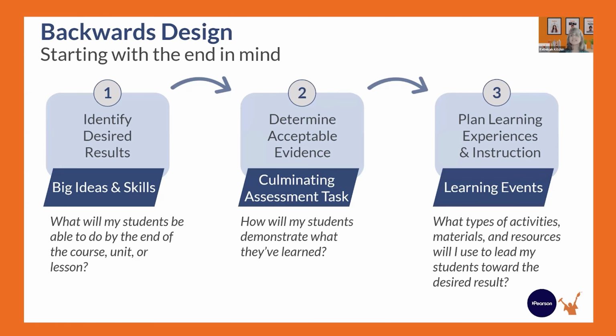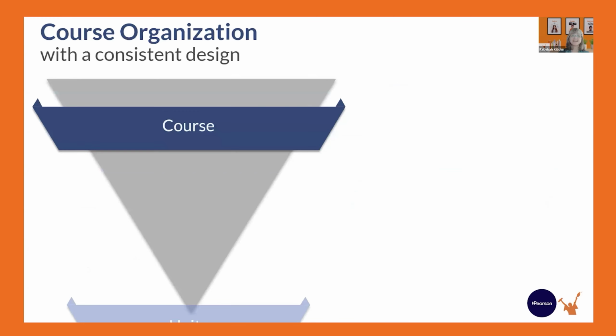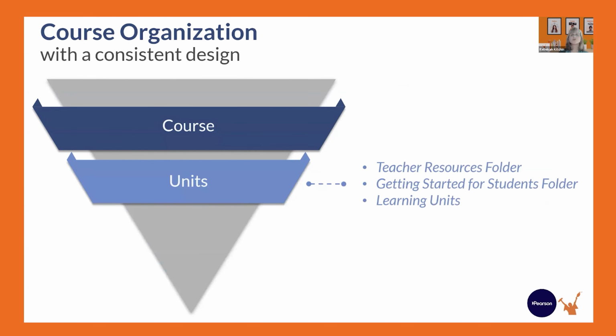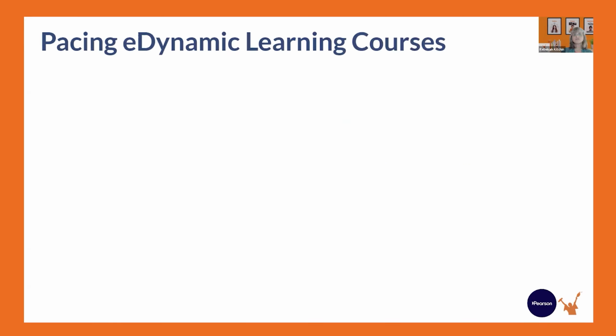So the next section, looking at the portions of the units. There are 3 sections in each unit. You're going to see the teacher resources folder, which is hidden from students. You're going to see the getting started for students folder, and then you'll see the learning units. So the first thing in this section is going to be in the teacher resources folder, the pacing guide.